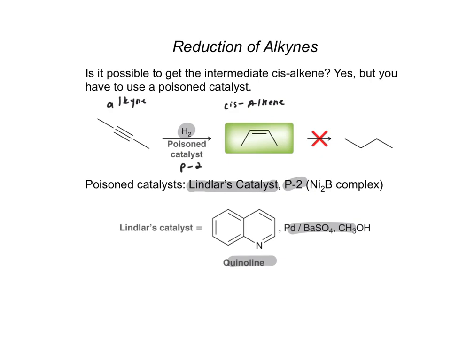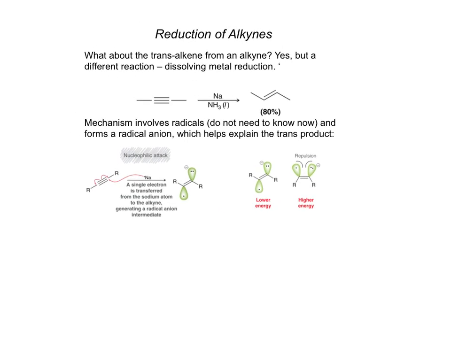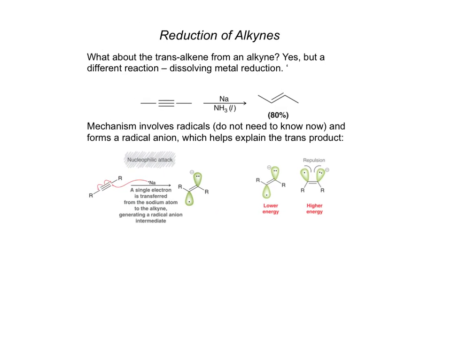That's going to be another reaction, and that is something called a dissolving metal reduction. In this reaction, we're going to take our internal alkyne in the presence of sodium metal and liquid ammonia. That will produce our trans-alkene, overall product. So we have our alkyne. This will produce our trans-alkene. It's only 80%. Yeah, it's not a perfect reaction, but it will get us our trans-alkene.